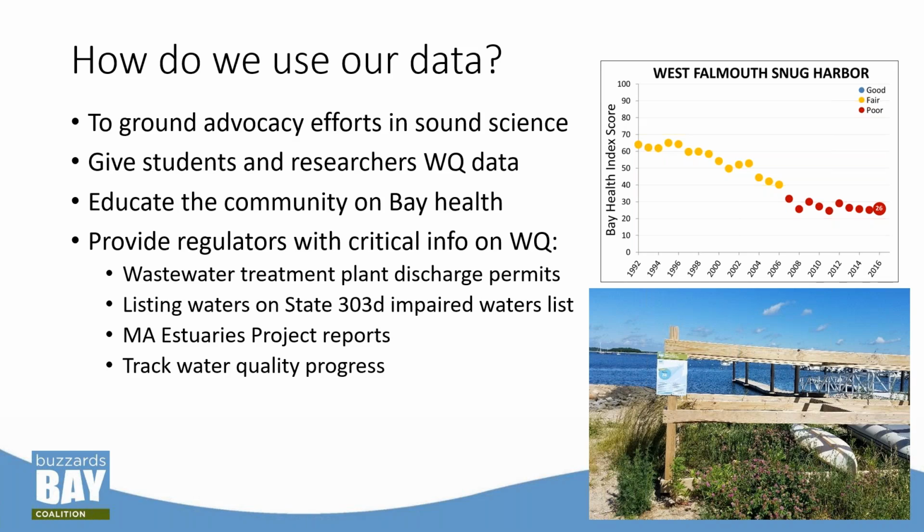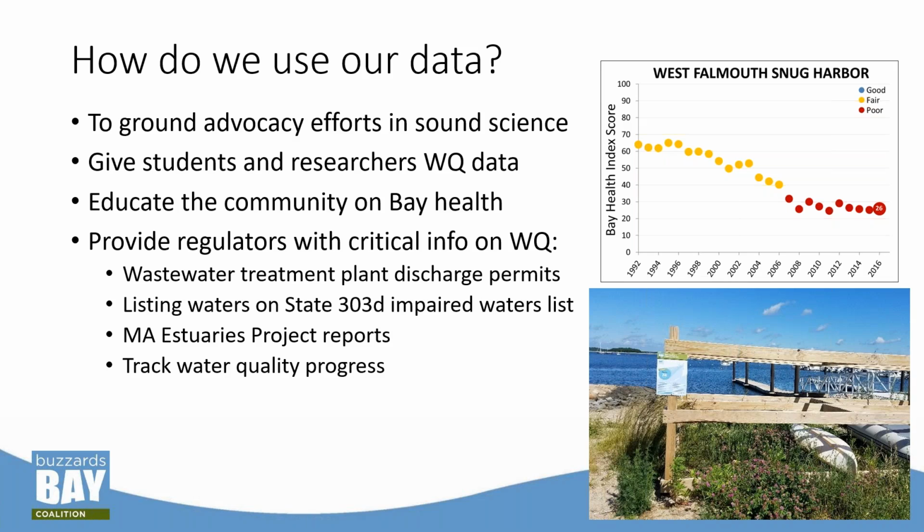This graph on the top right shows our Bay Health Index score. This is an index score that we created that takes the varieties of information that we collect and calculates basically a eutrophication score from 0 to 100. It simplifies all those numbers into one that can be easily plotted and observed. This is West Falmouth Harbor, Snug Harbor. This is a harbor where you can see we've seen really significant water quality decline, and that's due to an increase in nitrogen loading from a wastewater treatment plant.